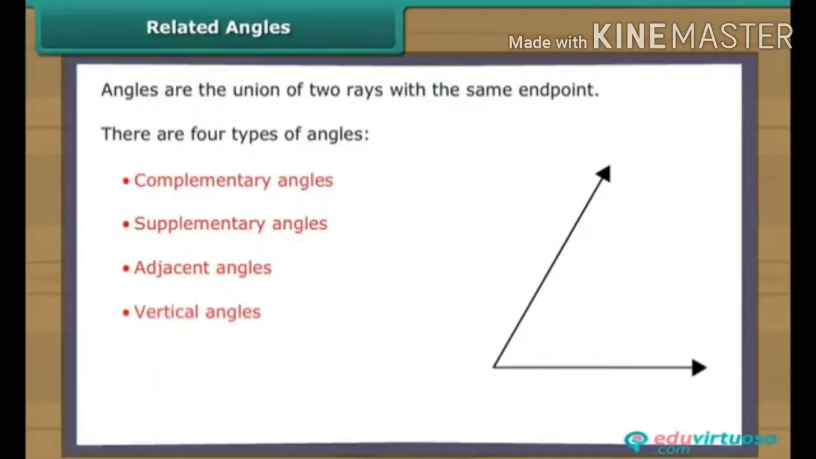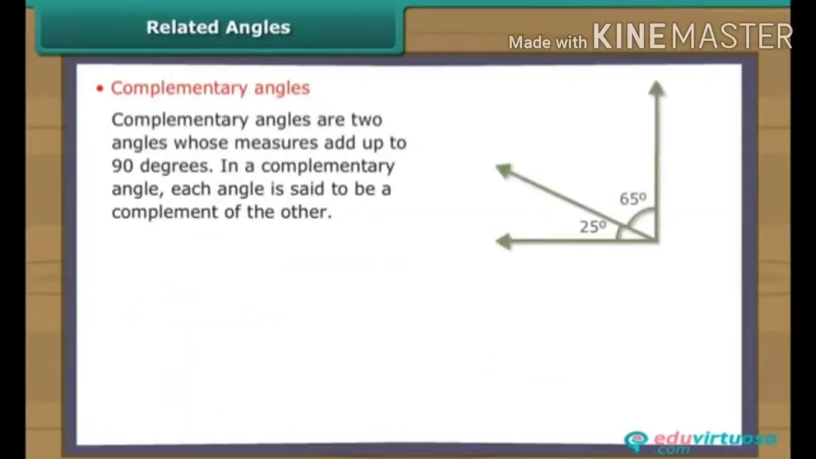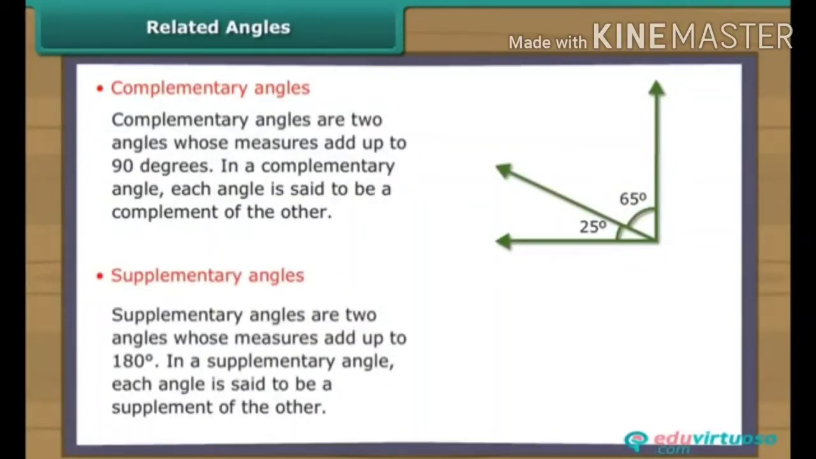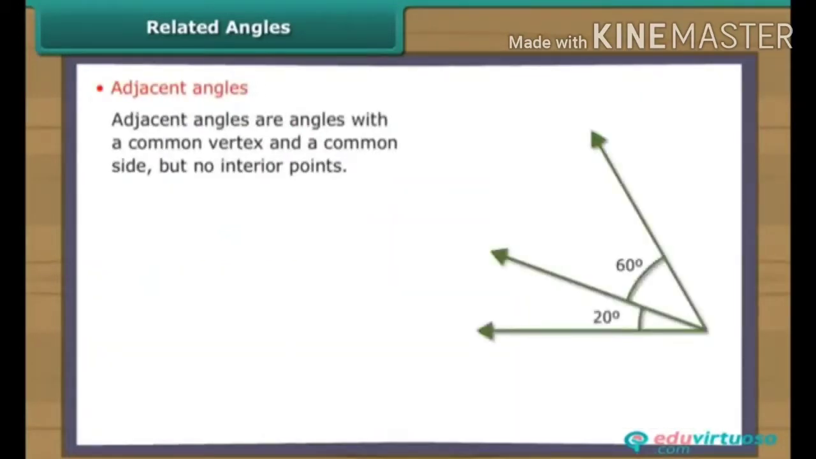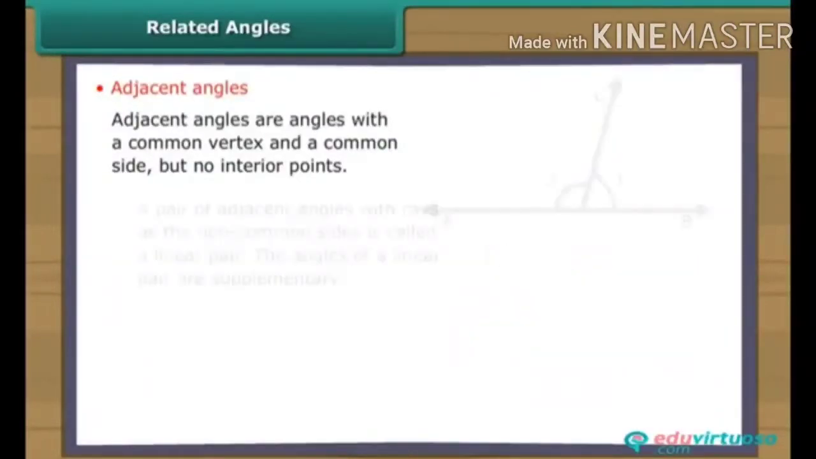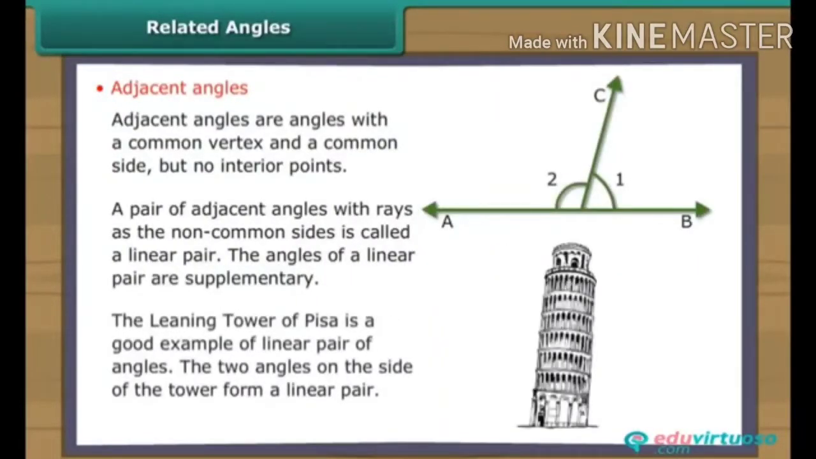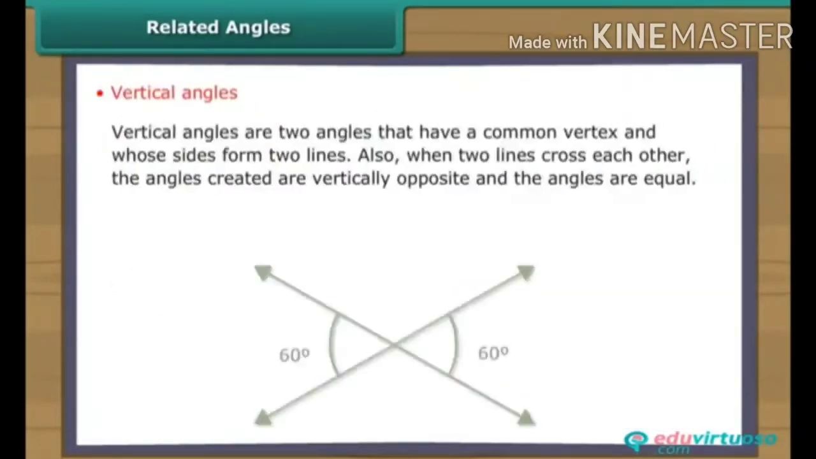Now, take a brief look at all the angles. Complementary angles are 2 angles whose measures add up to 90 degrees. Supplementary angles are 2 angles whose measures add up to 180 degrees. Adjacent angles are angles with a common vertex and a common side, but no interior points. A pair of adjacent angles with rays as the non-common sides is called a linear pair. Vertical angles are 2 angles that have a common vertex and whose sides form 2 lines.